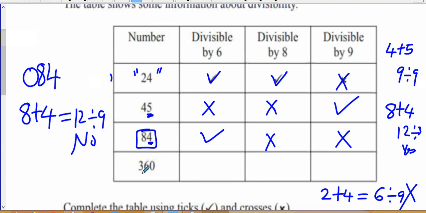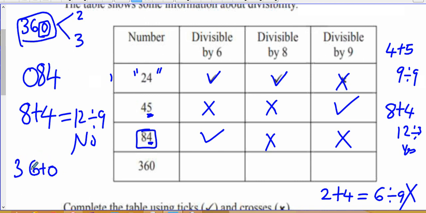How about 360? 360, is it divisible by 6? The answer is yes. How did I know? It is because 360 is divisible by 2. Why? It is ending with a 0. Also, it is divisible by 3. How did I know? Add these digits. 3 plus 6 is 9. 9 plus 0 is 9. Now, is 9 divisible by 3? Yes. So because of yes, that shows that 360 is divisible by 3. So 360 divisible by 6? Yes. How about divisible by 8?